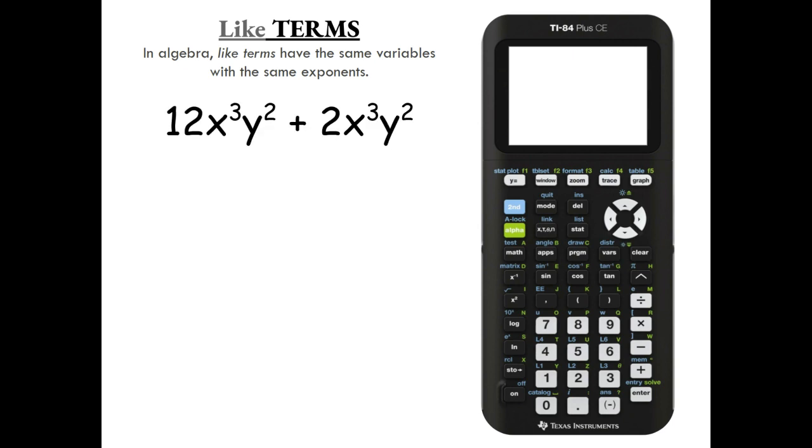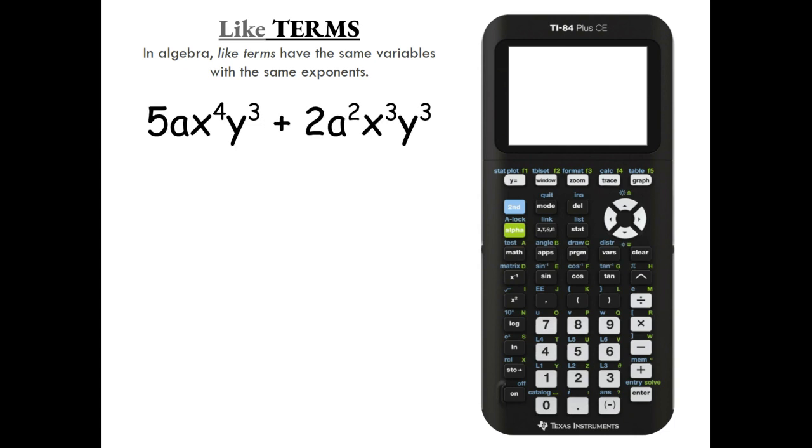12x cubed y squared plus 2x cubed y squared. They are like terms because they have the same variables with the same exponents: x cubed, y squared, y squared. Therefore, they are like terms, and you can add them together. 12 plus 2 is 14x cubed y squared.